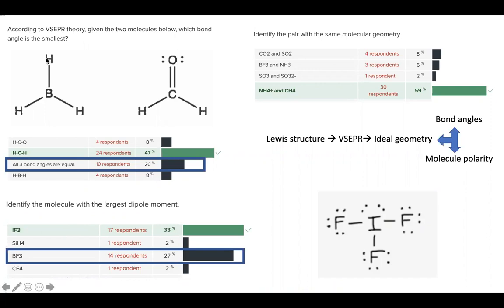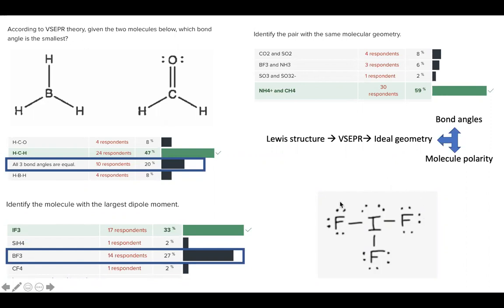BF3 is a trigonal planar environment. When you have a trigonal planar, the triangle, if that was boron with fluorines all on the outside, the dipole moments end up canceling. And the net is then a nonpolar molecule. CF4, that's tetrahedral, they cancel. SiH4, tetrahedral, they cancel. The only polar molecule that I see here, the one that has a dipole moment at all, is IF3.